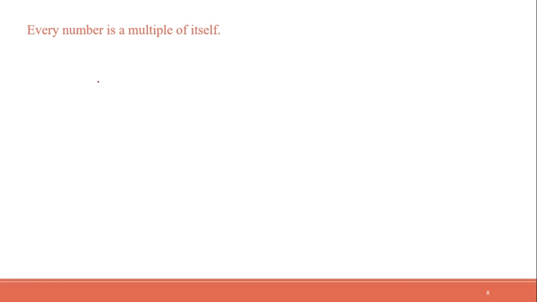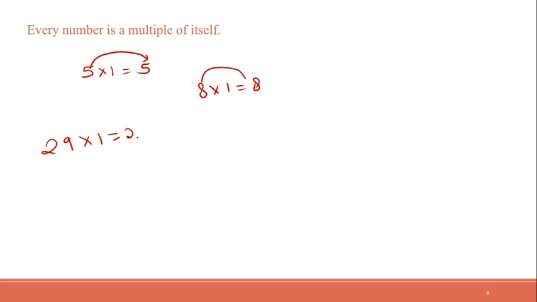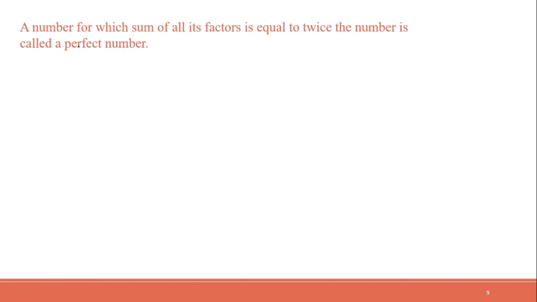Now let's come to this one. Every number is a multiple of itself. This also I have told you earlier. That means 5 into 1 is 5, so this 5 is a multiple of 5. 8 into 1 is 8, so 8 is a multiple of 8. 29 multiplied with 1 is 29, so I can say this 29 is a multiple of 29. Similarly, 100 into 1 is 100, so 100 is a multiple of 100. Hence, we can say that every number is a multiple of itself. Got this?